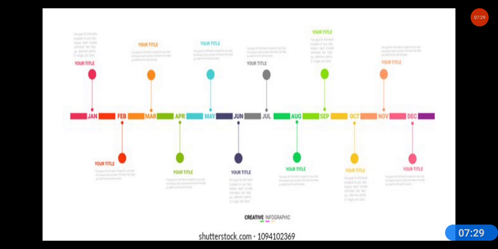And this is the picture of a timeline. See here, there's a straight line which is divided into 12 equal parts, and in each month it shows some activities, right? In January it is written "Add your title", meaning write your title or your activity. So in this way we make the timeline.